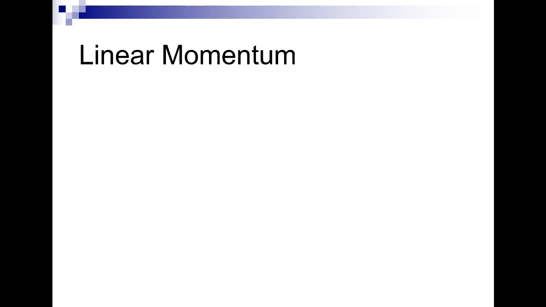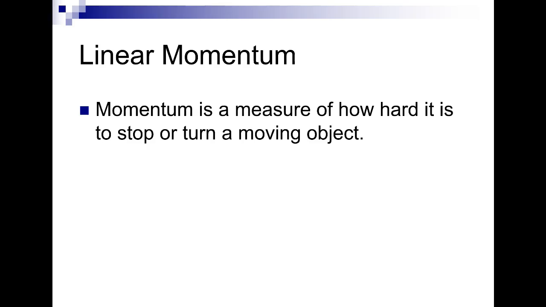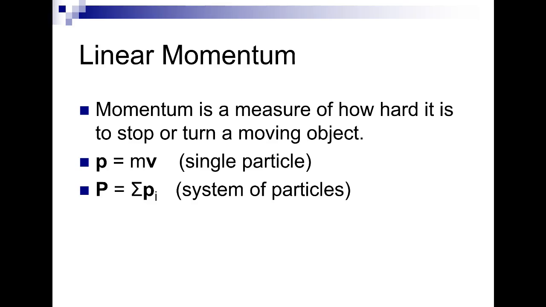So the quick definition of linear momentum is it's just a measure of how hard it is to stop or turn a moving object. So momentum as a vector is equal to mass times velocity for a single particle, or for a system of particles, we simply add up the sum of the individual momenta.